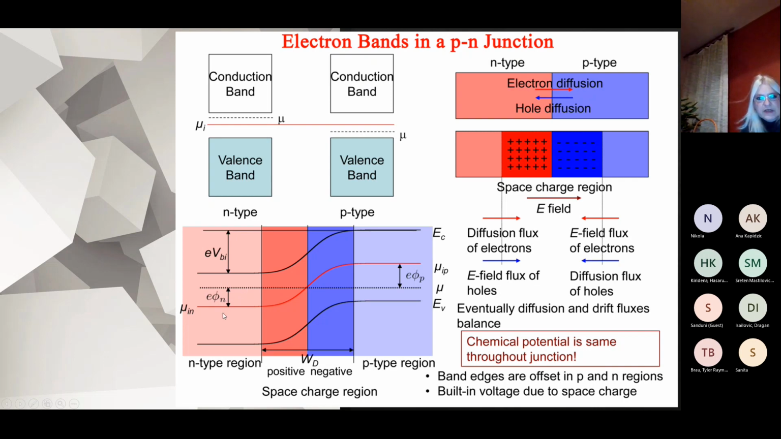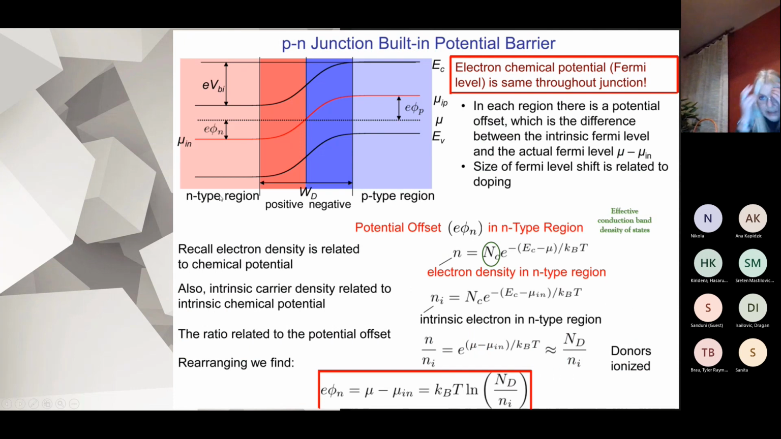And now we can say that the band edges have a potential offset. So now we have some difference between the chemical potential in the PN junction and the intrinsic chemical potential in the N-type region, and also some difference here in the P-type region. And now we try to calculate this potential offset. We need this calculation because once we calculate it, we can find the built-in voltage, which is formed due to this space charge. Now we can see how we can calculate this.